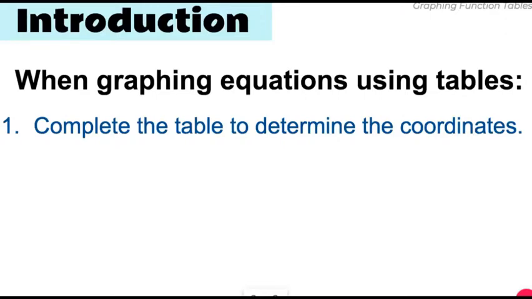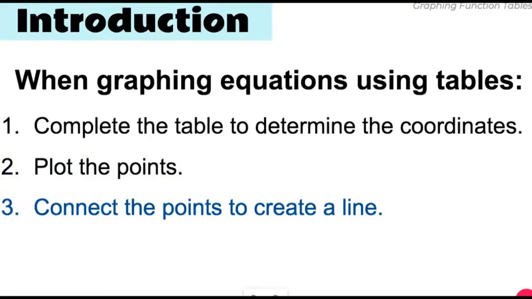This is the part where you fill out the table. You take the x you're given, substitute it, do the math, and get a y. Or you pick your own x, substitute, do the math, get a y. So the first step is actually to complete the table. The second thing you're going to do, once you complete the table, is get your points, your x and y coordinates, and you plot those points. And the third thing you do is connect those points to make a line.